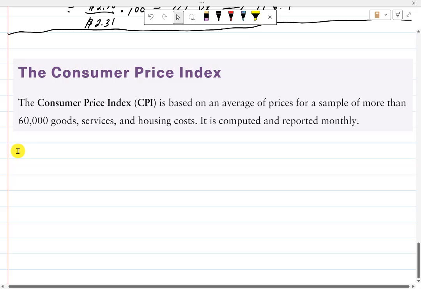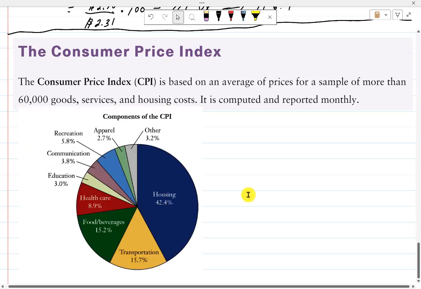Now we move on to one of the most important indices, and that's the Consumer Price Index. Here you can see that it's based on the prices of more than 60,000 goods, services, and housing costs. It's computed and reported monthly. Here you can see the components of the CPI. The biggest costs for humans are also the biggest sections of this pie graph. You can see healthcare, food, beverages, transportation, housing, all those things take up the most amount of our money.